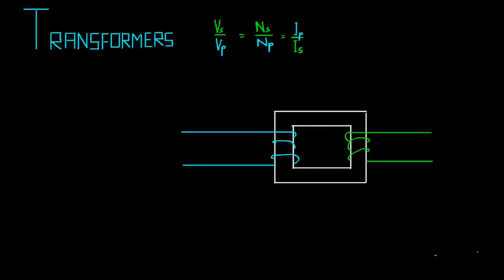Here's how a transformer basically works. You've got your primary coil here and your secondary coil here wrapped around an iron core. You change the current through the primary coil. This generates a magnetic field through that primary coil, as well as a magnetic field through the other coil over here. So primary coil, the current generates the magnetic field.